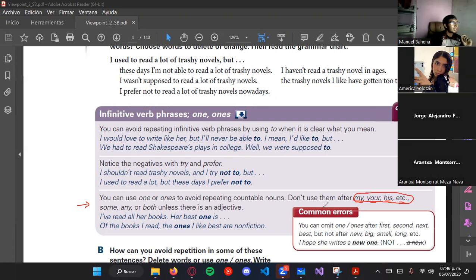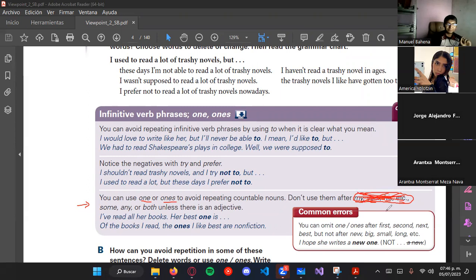Bien. Estos con los pronombres de objeto no podemos utilizar one y ones. Okay? No podemos decir, this is my one. This is your one. This is his one. No. Okay? We can't say that. No podemos decir eso. Okay? We don't use them with a pronoun. No los usamos con el pronombre.